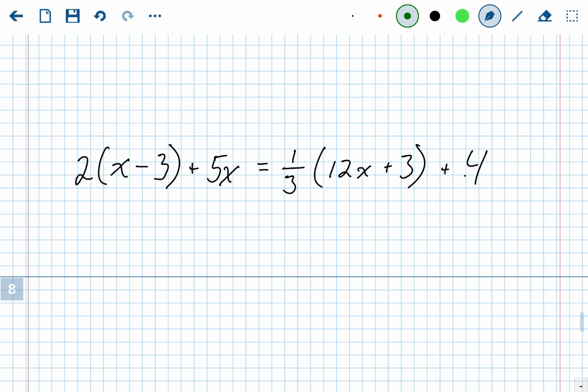This one's a little longer. You got fractions, you have 2 distributions. Okay, just go piece by piece. Simplify the left side as much as you can. Simplify the right side as much as you can. So that includes distribution. That includes combining like terms.